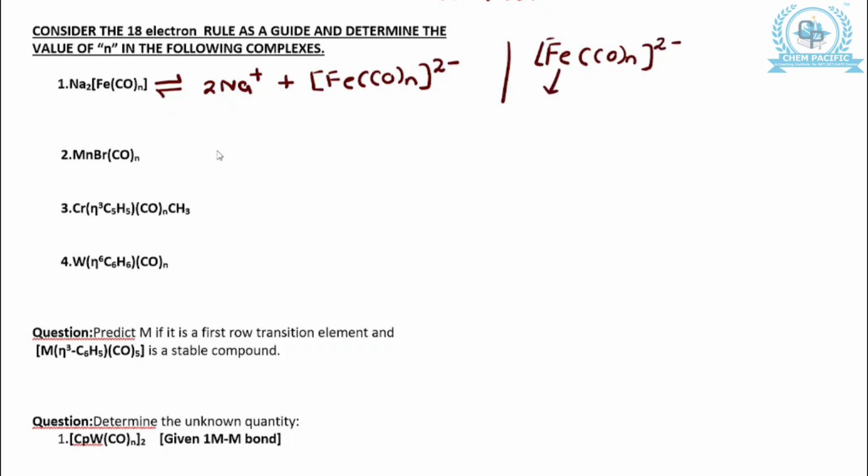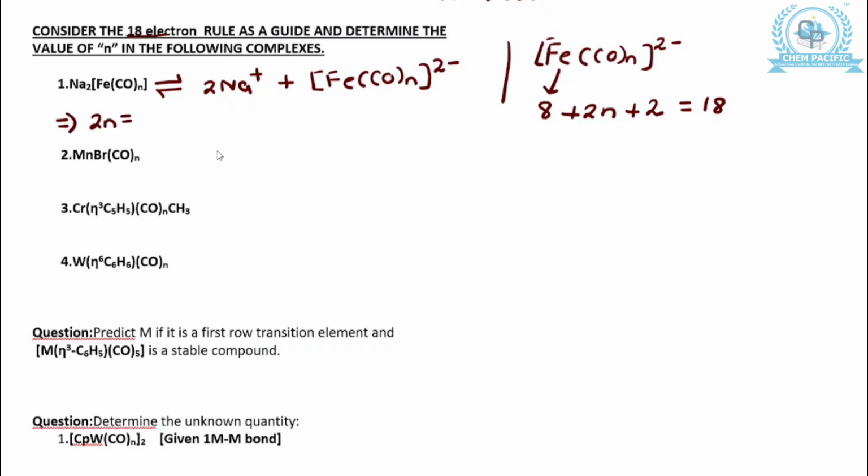And we know the valence electrons of iron is 8, and this is 2n. Since you have two negative charge, we have to add it. And if it is stable, then they have considered the 18 electron rule as the guide. So this is stable. So how much will this be? This will be 8, right? So now we have to solve it. So very easy. How will we solve it?